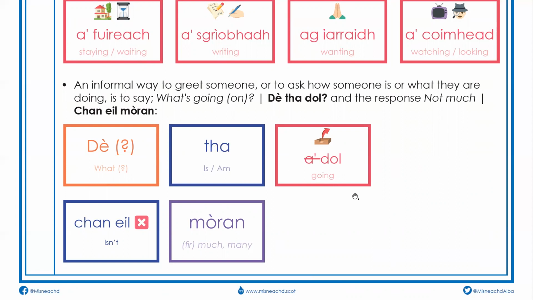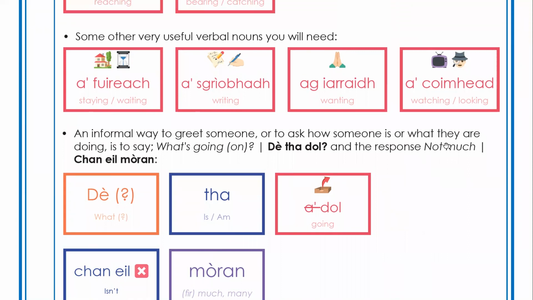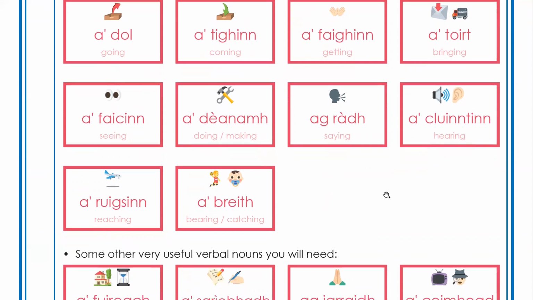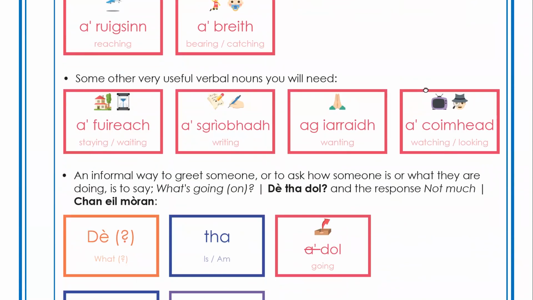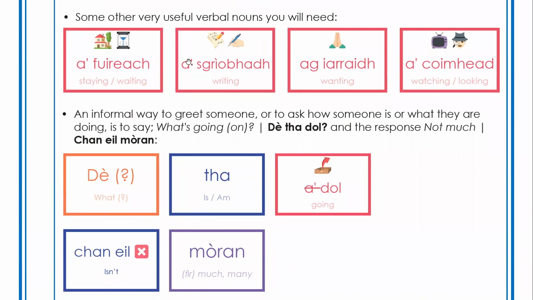Je ha dull. And the answer to that is typically chanel moren, not much. This is one where people aren't wanting to give too much away. Je ha dull, chanel moren. So we'll see these verbs cropping up again and again, but it's useful at this stage to introduce them and for you to learn the common verbs that we're going to be using regularly with the structures we've already seen. So these aren't really introducing new structures, just new vocabulary in the form of verbal nouns.